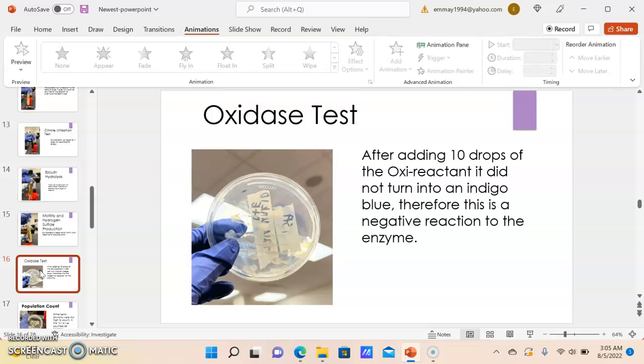Oxidase test. After adding 10 drops of the oxy reactant, it did not turn into an indigo blue. Therefore, this is a negative reaction to the enzyme. You can kind of see ours is blue, but definitely didn't turn that bright indigo blue.